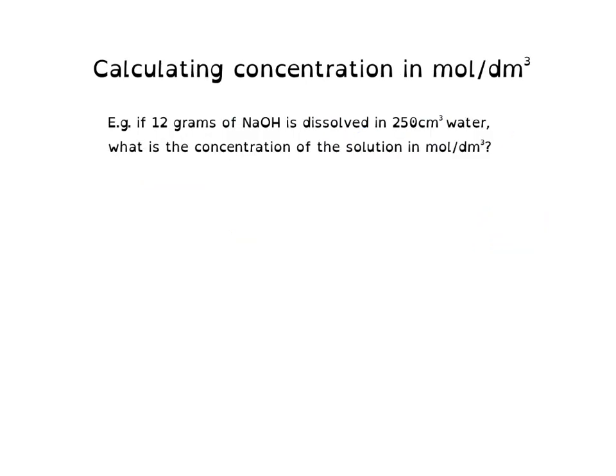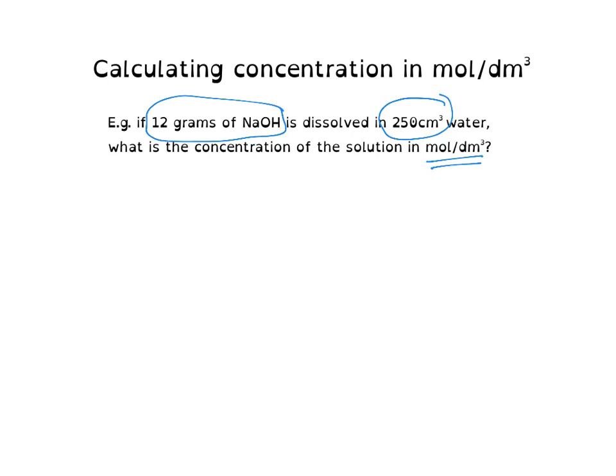What about calculating concentration though? So if it's just a simple case of I've got some information about a substance, I know how much of it I've got, I know the formula, and I know the volume that it's been dissolved in, and my final answer needs to be in moles per dm cubed.